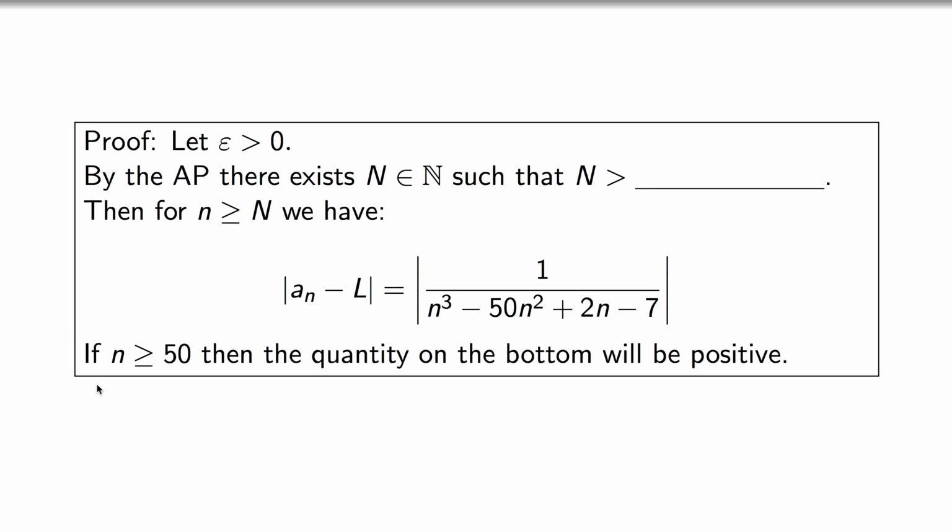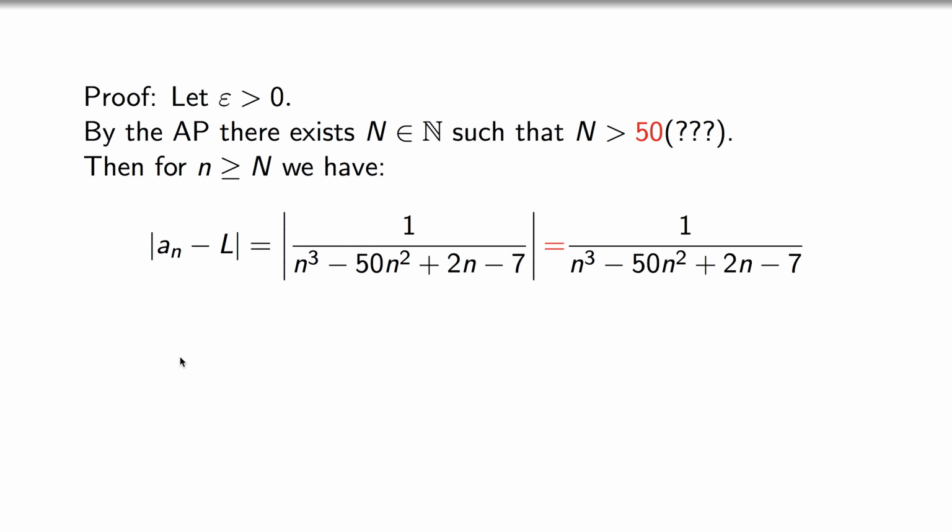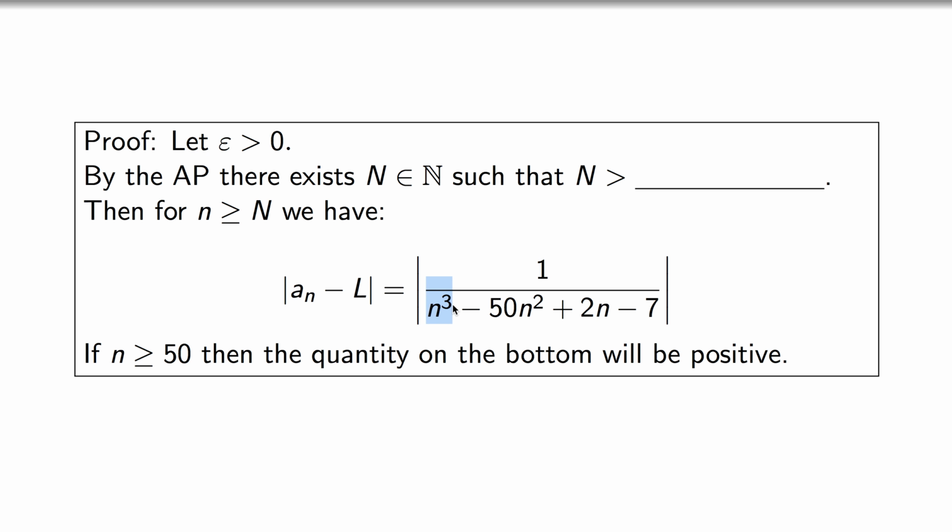However, if n was reasonably big, for instance, if n were bigger than 50, then the quantity on the bottom will be positive. And why is that true? Well, here what do we have? We have n cubed minus 50n squared. So if n is bigger than 50, then n cubed is going to be more than 50 times n squared. We can just literally multiply this n greater than 50 by n squared if we wanted, or we could just appeal to our intuition. So now we've got something that's positive, because this is going to be more than 50 times n squared.